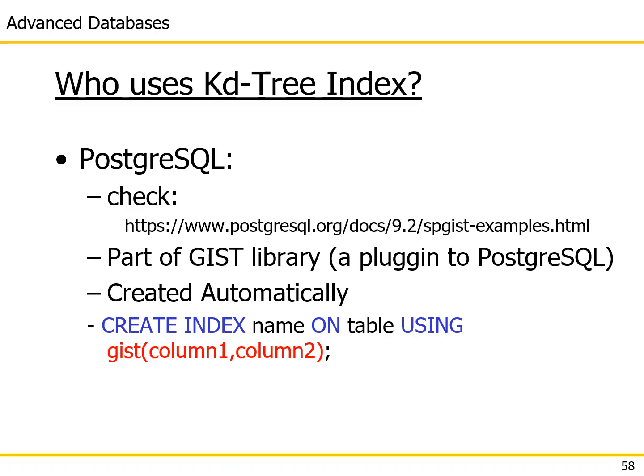And from now on, if you fire a query on this specific table, on column 1 and column 2, it is guaranteed that you will be running the query through the KD tree, or basically answering the query through the KD tree that's maintained internally inside GiST.